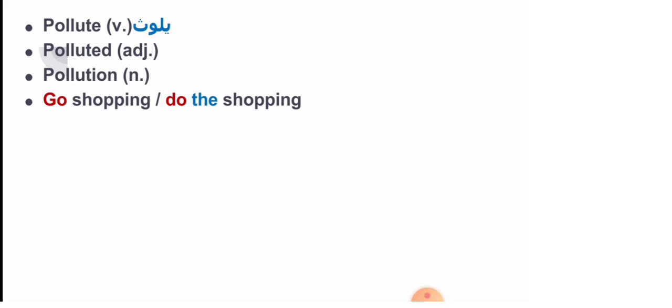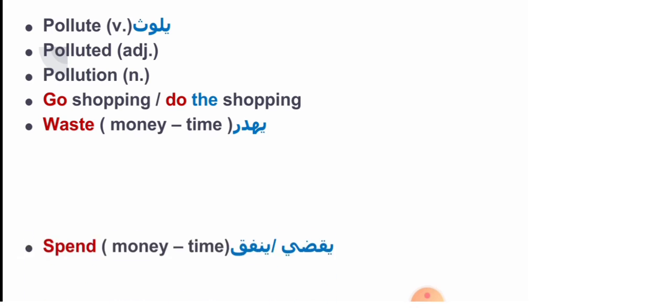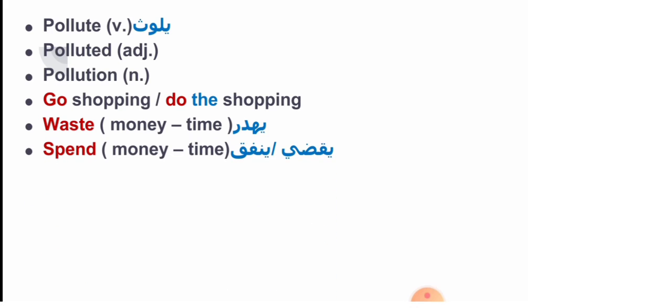We have go shopping. We put the verb go with the activities that end in ing. Go shopping. But do the shopping. We should say do the shopping, or do my shopping, or do our shopping, and so on. Yes. Continue. Waste money. Waste time. Spend money. Spend time. I spend 3 hours doing my homework. I spend much money on clothes, and so on.